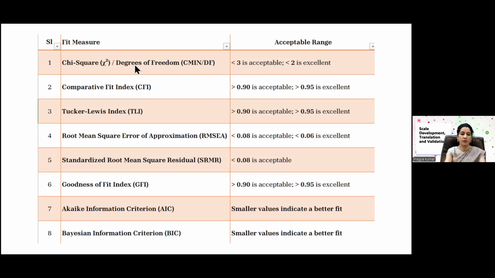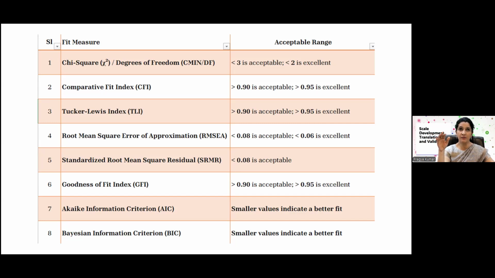The first is your chi-square value, the ratio of the chi-square and degrees of freedom. Generally, for the chi-square test, the p-value should be more than 0.05, because the null hypothesis says that the model is a good fit. So if you accept the null hypothesis, it is good for you. But since the sample size is always large in this case, you will see that this is never fit. You will always get a chi-square p-value of less than 0.001. So you cannot say that the model is a good fit.